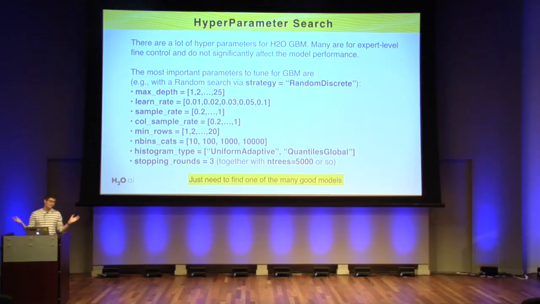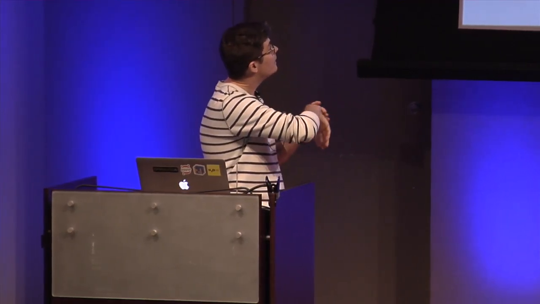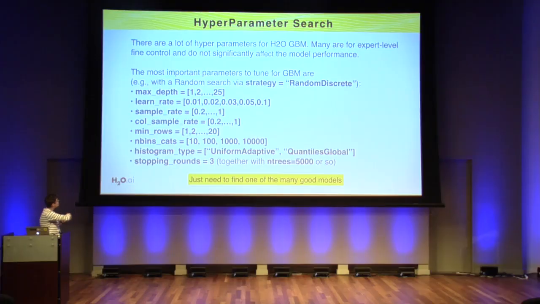And H2O, a lot of different software platforms do this. H2O has a convenient API for doing this. So basically what this is saying is, it would try a model with max depth of 1, with learning rate of 0.01, and so on, and it would eventually cycle all the way through this list. That can be very expensive.